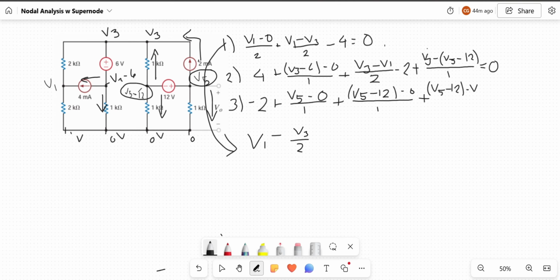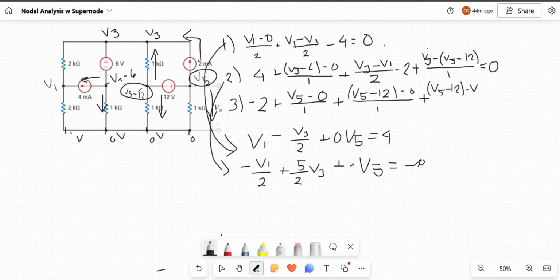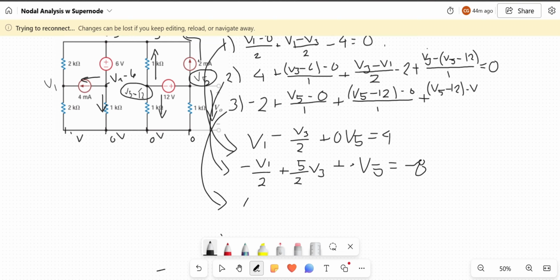So with this, we get equation 1 to be V1 minus V3 over 2 plus 0 V5 equals 4. We get our equation 2 to simplify to negative V1 over 2 plus 5 over 2 V3 plus negative V5 equals negative 8. And we get 0 V1 minus V3 plus 3 V5 equals 22.